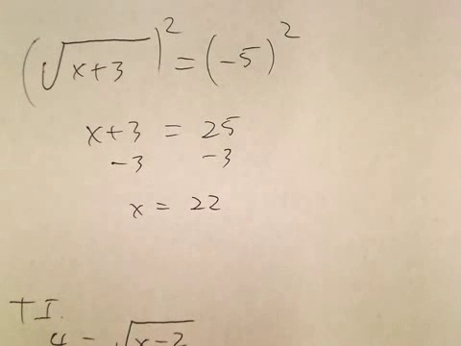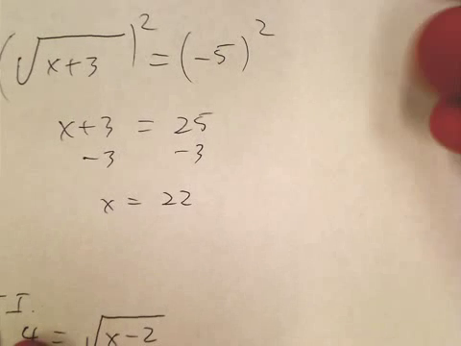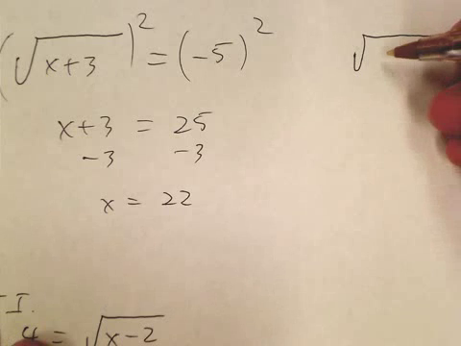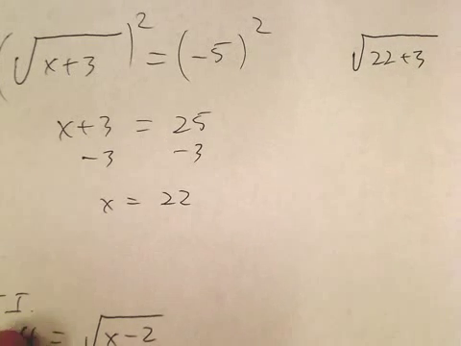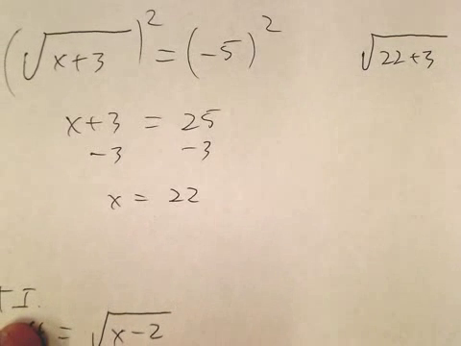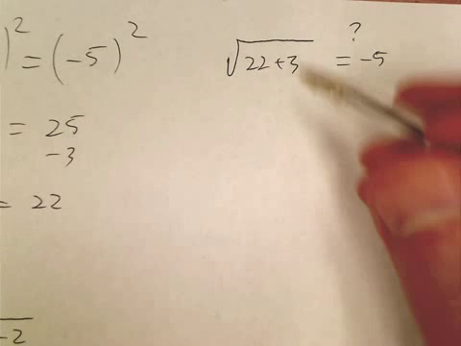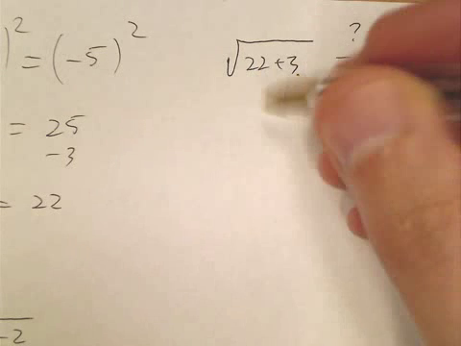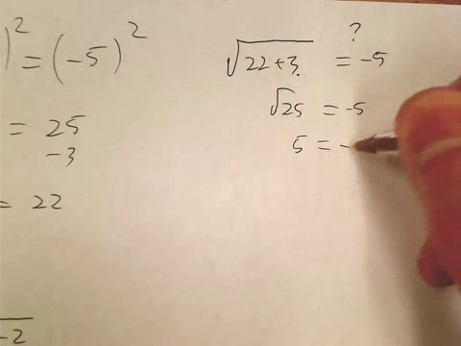Now, of course, we need to double check this in the original equation. So let me go ahead and punch that in. So I have the square root of 22 plus 3 equals -5. Whoops, I'm going to have to scoot it over, okay? There we go. And so 22 plus 3 is 25. But that's just 5.